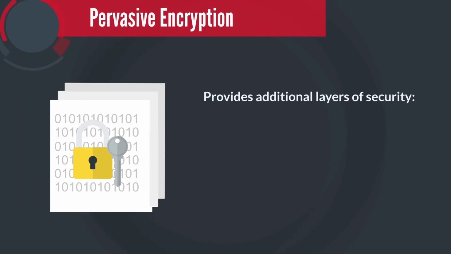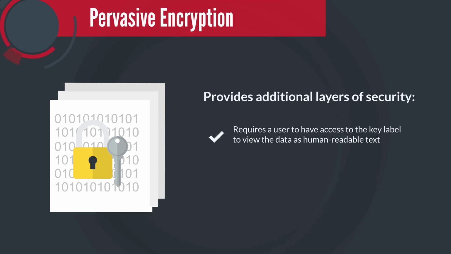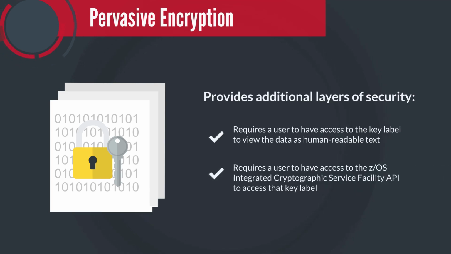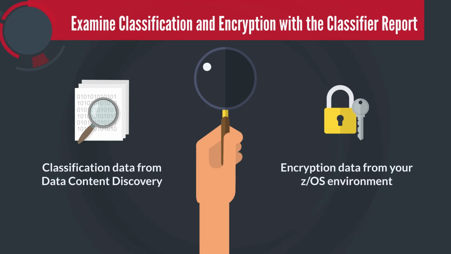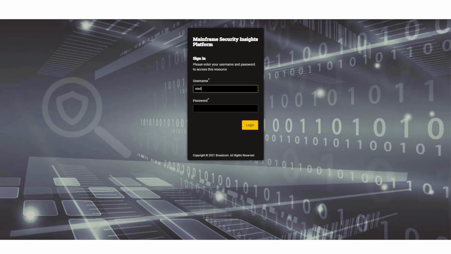Pervasive encryption provides additional layers of security by requiring a user to have access to the key label to view the data as human-readable text, and to have access to the z/OS Integrated Cryptographic Service Facility API to access that key label. The Security Insights Classifier Report aggregates classification data from Data Content Discovery and encryption data from your z/OS environment. Together, this data lets you easily identify high-risk resources that are unencrypted and the risk findings and recommendations per resource. Let's log in to Security Insights using mainframe credentials to build a classifier report.